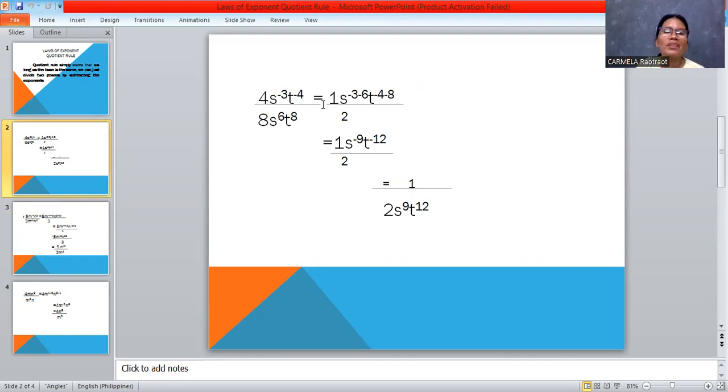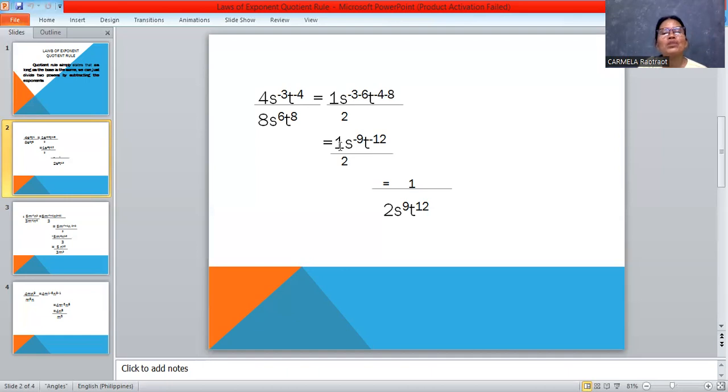4 divided by 4, that is 1. 8 divided by 4, that is 2. And then, the S on top has the same literal coefficient in the denominator. So what you are going to do is subtract the exponents of both. So S raised to the power of negative 3 minus 6, and t raised to the power of negative 4 minus 8.